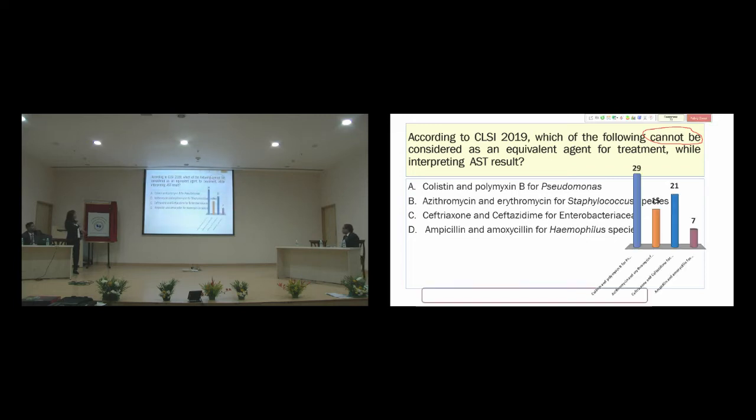So what is the answer here? It is C. It is not ceftazidime, it is cefotaxime. Ceftriaxone and cefotaxime, that is there even in the previous year CLSI. The new addition is colistin and polymyxin B can be extrapolated. That is, these are equivalent agents.